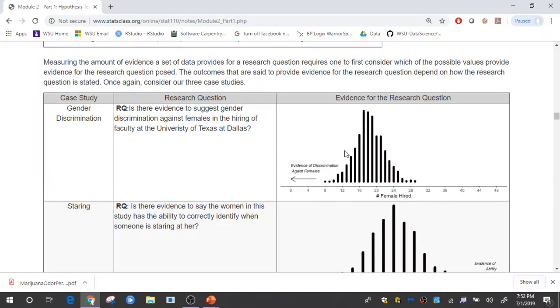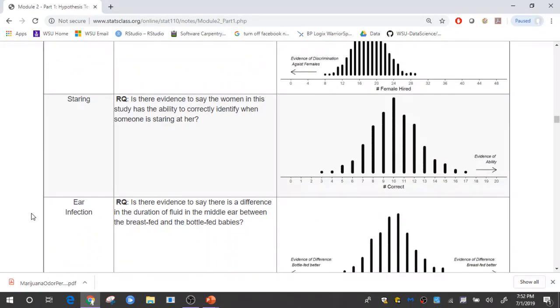Which end of the distribution I'm interested in is determined by the research question. So we need to go back to the research question to identify which end of the distribution is of interest. For the staring example, the research question is, is there evidence to say that the woman in the study has the ability to correctly identify when someone's staring at her? Well, if she does have the ability, then she's going to get most of the selections correct. So the upper end of that distribution is going to be evidence for ability.